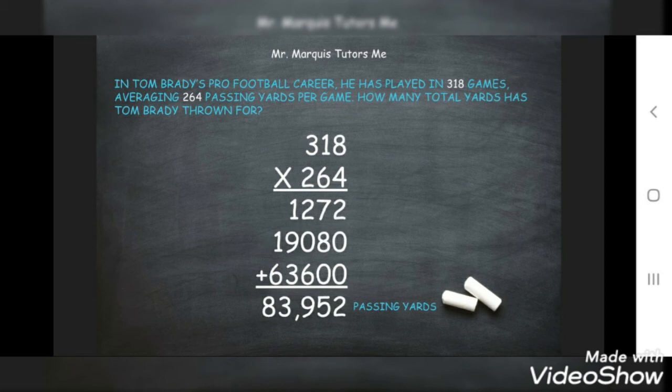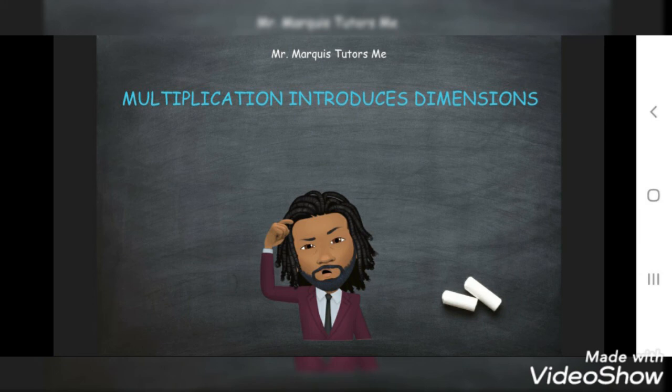If you got the right answer, good job. That means you're learning this math as fast as I need you to learn it. If not, you can always go back and learn it. However your teacher taught you to do your multiplication, see if you get the same answer doing it their way. And I'll have a couple more word problems, but for right now, we're just going to move right into how multiplication introduces dimensions.